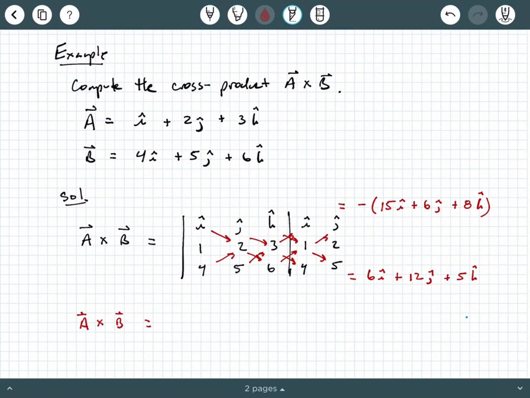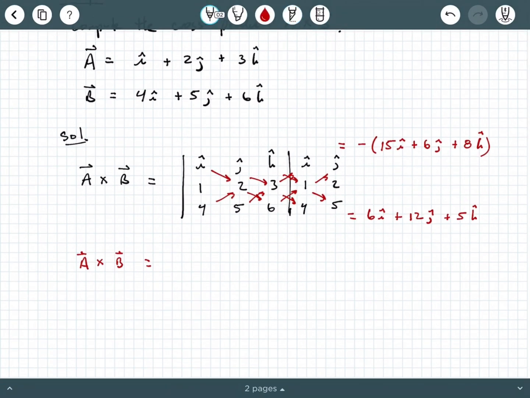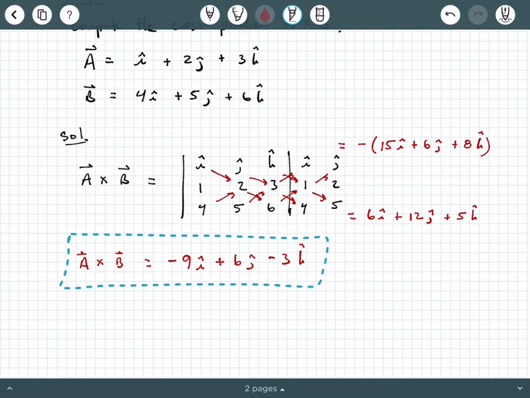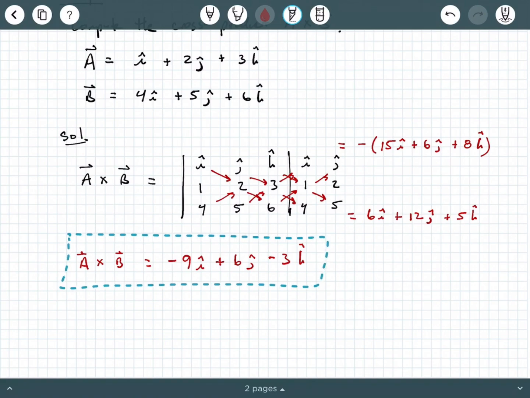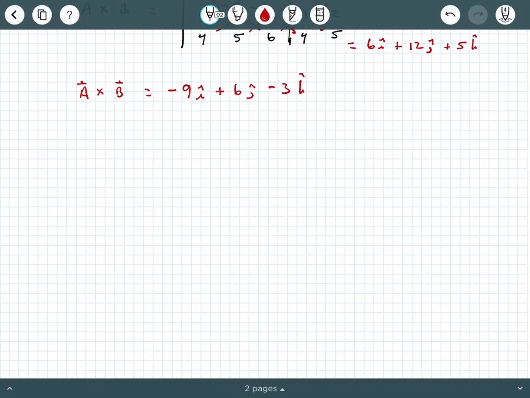And then we are going to combine each of these expressions. We're going to add this bottom expression minus what's in parentheses here. And when we do that, what do we get when we say 6 minus 15? Negative 9i. And then 12 minus 6 is plus 6j, and then minus 3k. And this right here is our solution of A cross B. Let's do another example while we're working on this.